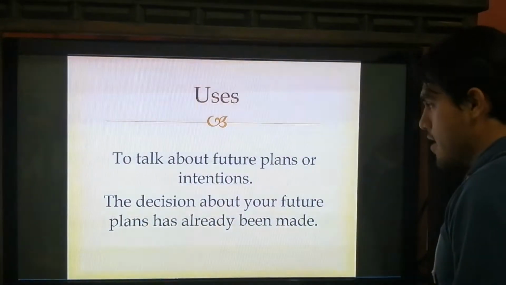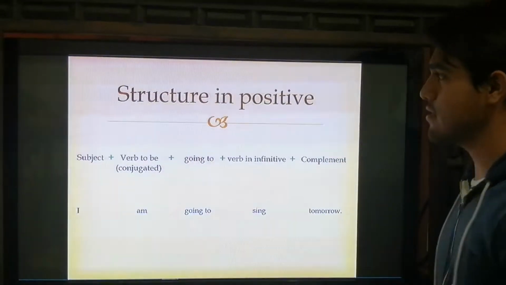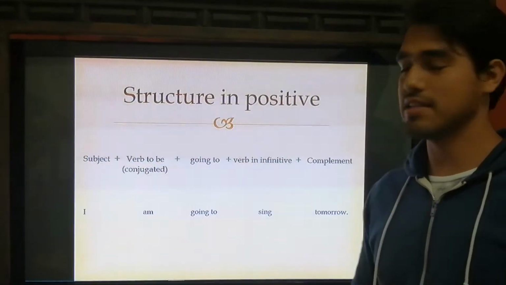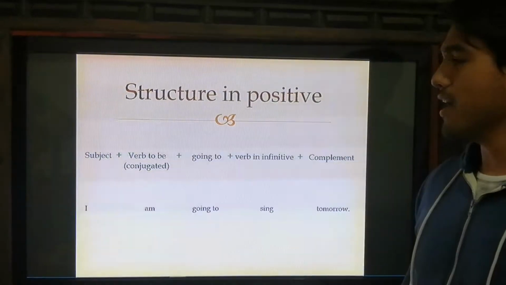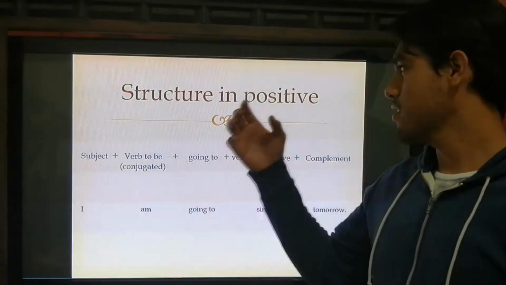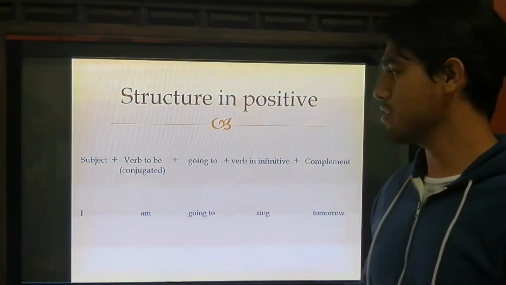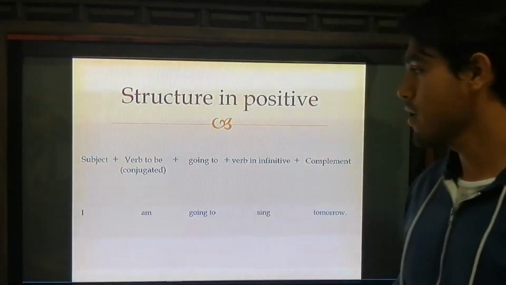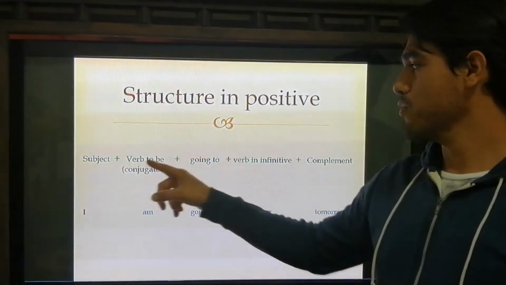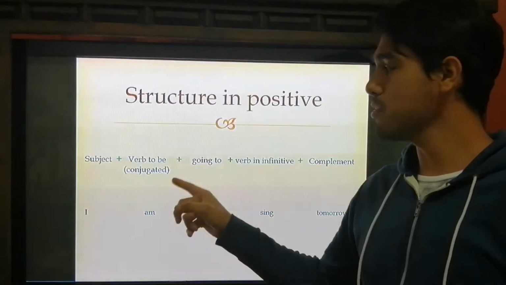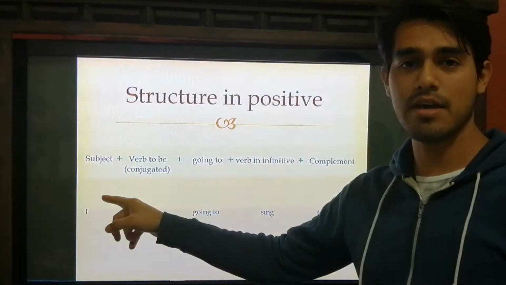Now let's look at the structure. We have the structure in positive and in negative. Here we have the positive one, and it's pretty easy. The structure is almost the same as any other tense, but the difference is that we're using going to. So we have the subject here. We also have the verb to be, but the verb to be has to be conjugated, and it will depend on the subject you're using.